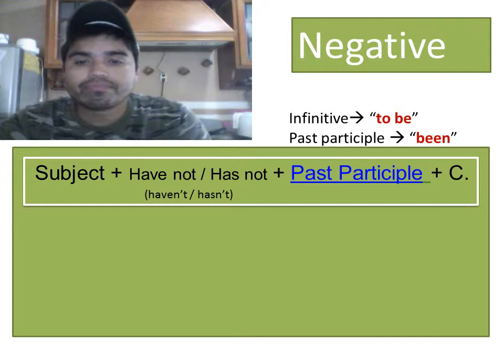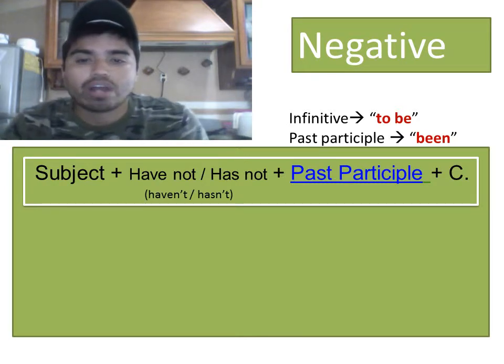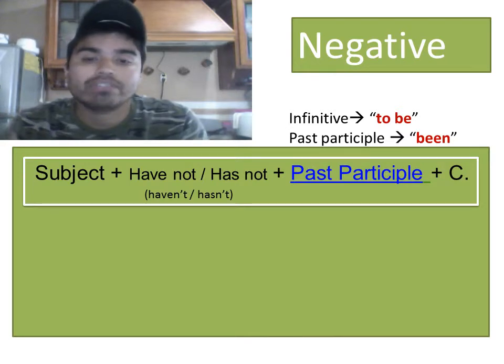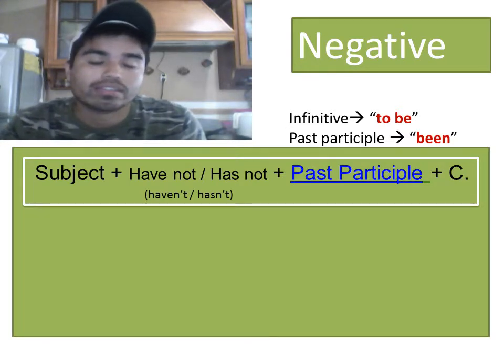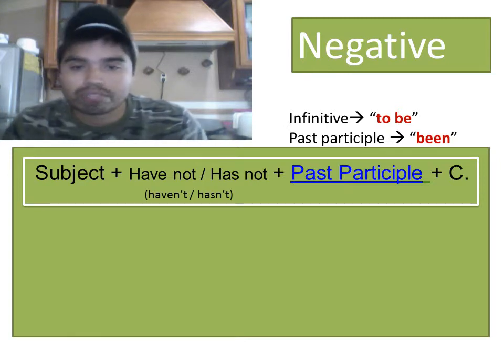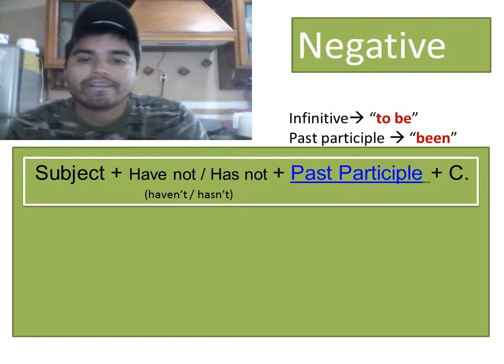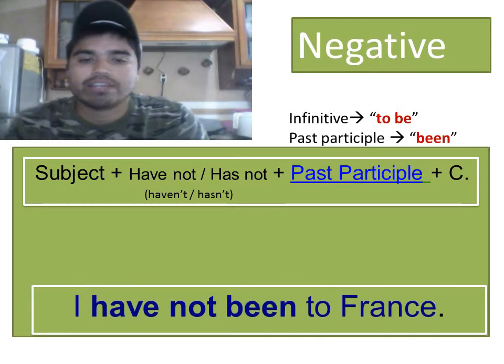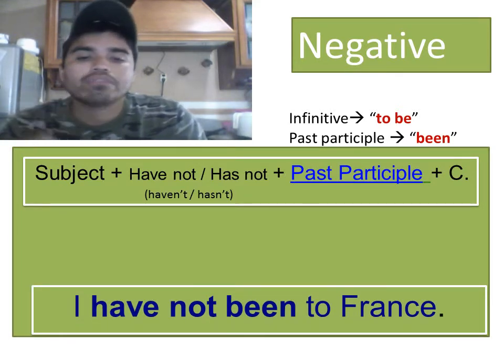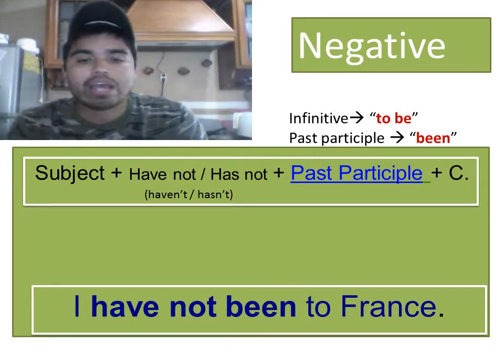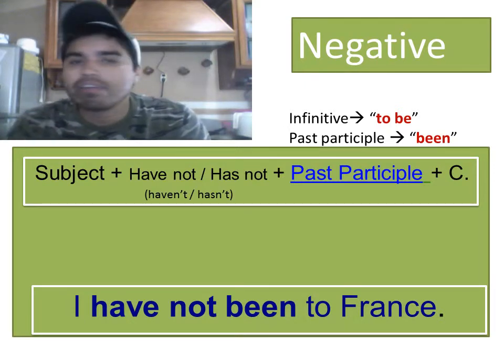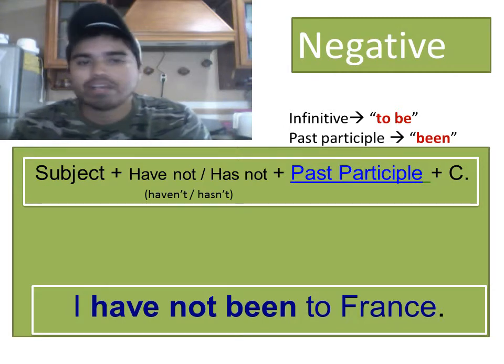We can use have not or haven't, or we can use has not and hasn't. That's a full form and short form. It's a contraction. Now we have an example. I have not been to France. I haven't had the experience of being to France. I haven't had the experience.